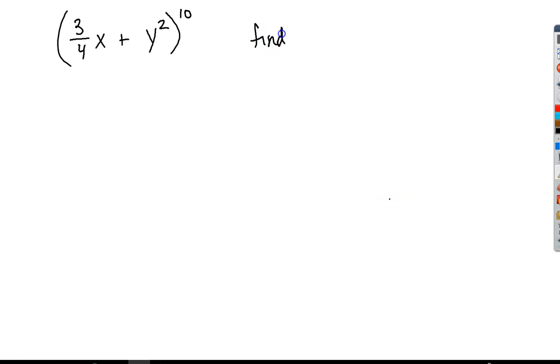So let's find the coefficient on, this one's a little different, so we'll see how you do with it. The x to the 3rd, y to the 14th term. Okay, so you can go ahead and pause this and take a moment to solve.